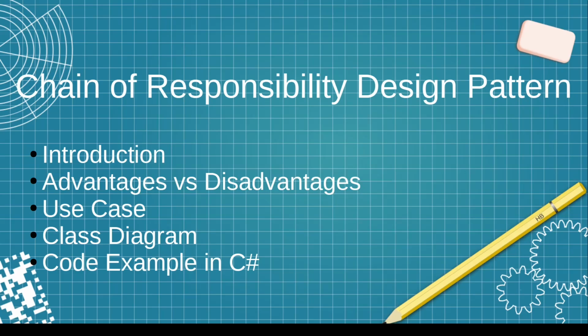When we are through with all of that, we will go ahead and look at a use case for using this pattern. Then we will have a quick look at an example class diagram where this design pattern has been implemented and just briefly look at the main traits we can identify there. Finally, we will jump into a coding session in Visual Studio 2019 where we'll code our own small demo application implementing the chain of responsibility design pattern. So let's jump right in.